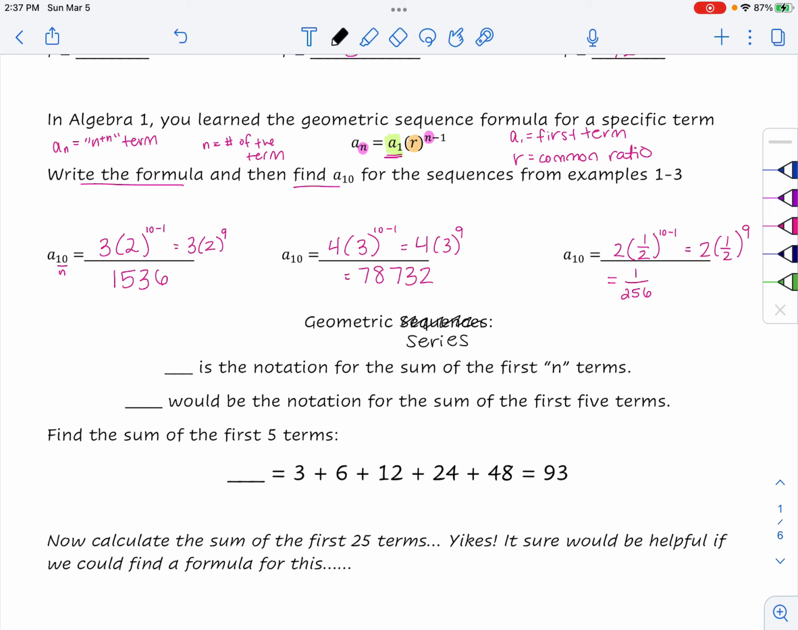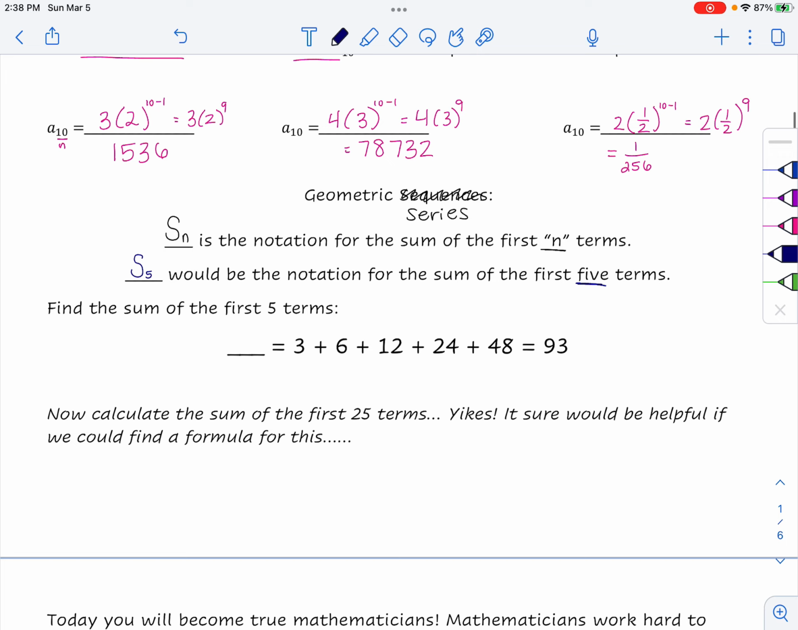The notation for sum, the symbol that we are going to use, is S with a subscript, and that subscript depends on which term you're finding. So if we're going to find the sum of the first n terms, this is going to be S sub n. Okay, so let's put this into practice. Blank would be the notation for the sum of the first 5 terms. Okay, well, the first 5 terms tells me that I should put 5 as the subscript, S sub 5.